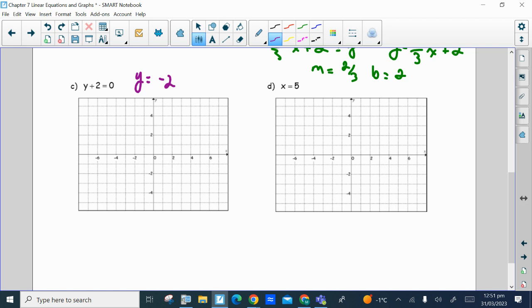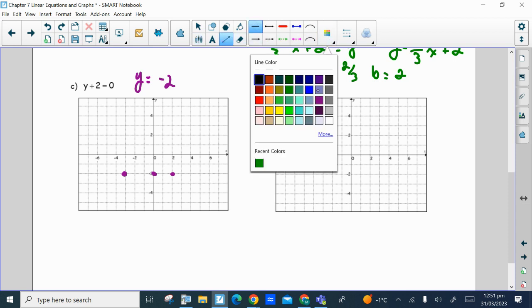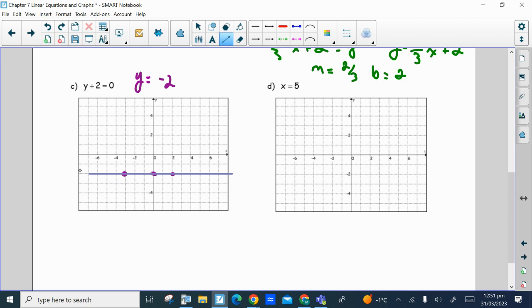What this tells you is that the values of x can change, but y cannot. If x is 0, y is -2. If x is 2, y doesn't change. It's still -2. If x is -3, doesn't matter. Y is still -2. That's the equation. No matter what x is, and it can change, y doesn't. It's always -2. So this will be a horizontal line. And we always put arrows on the end.